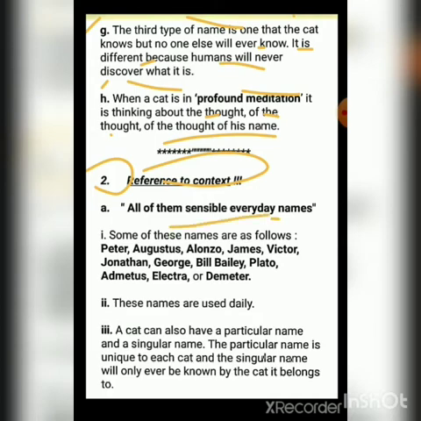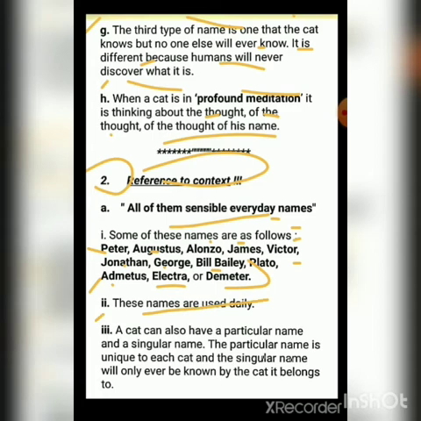Some of these names are as follows, which are used in the poem: Peter, Augustus, Alonzo, James, Victor, Jonathan, George, Bill Bailey, Plato, Admetus, Electra, and Demeter. Now the second part, when are these names used? These names are used daily. And third, are there any other names by which a cat might be called?